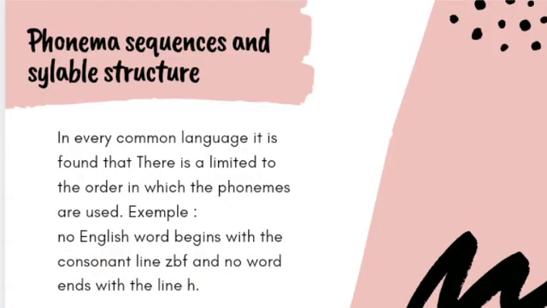Phoneme sequence and syllable structure. In every language, it is found that there is a limit to the order in which phonemes are used. For example, no English words begin with the consonant cluster ng and no words end with the letter h.